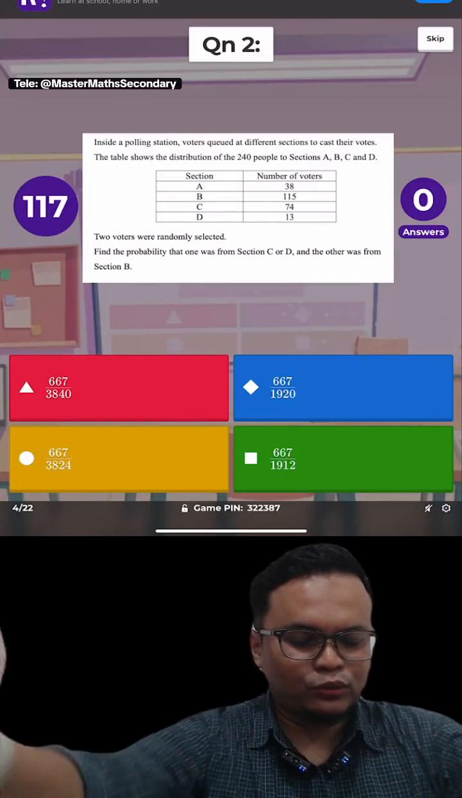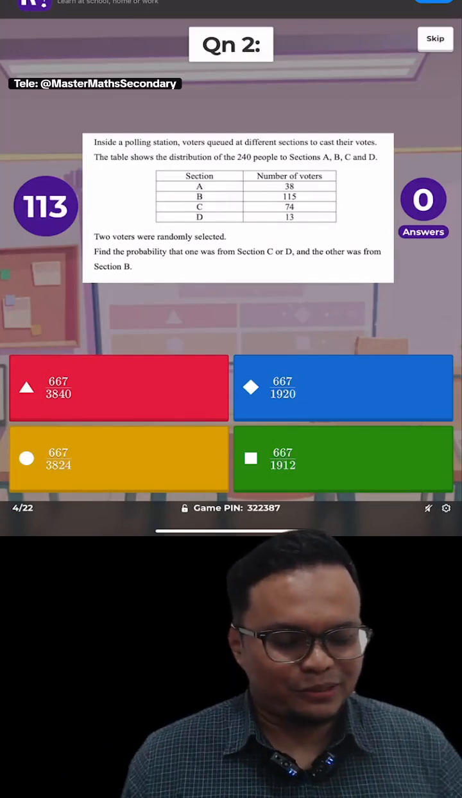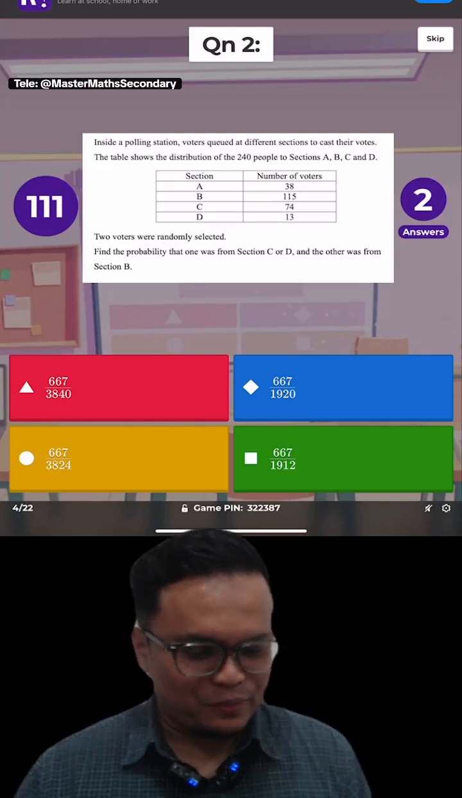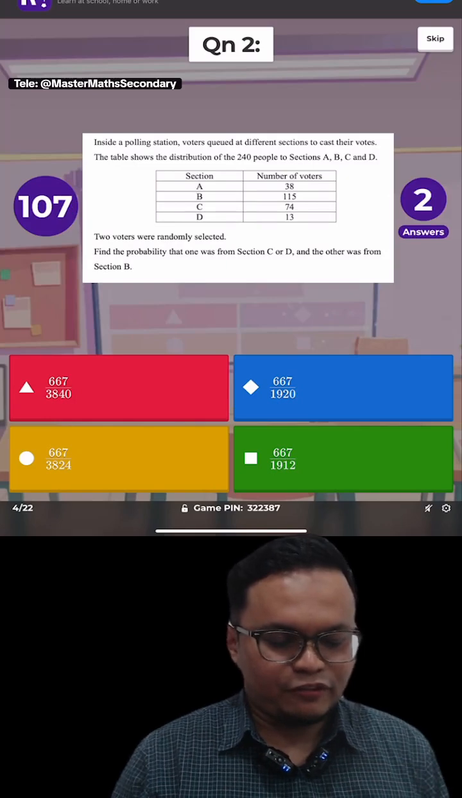Okay, question number 2. We have a polling station. I think elections is around the corner based on what we hear, right? So voters queued at different sections. So there are 4 sections there.